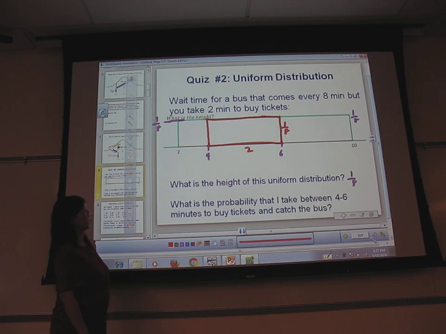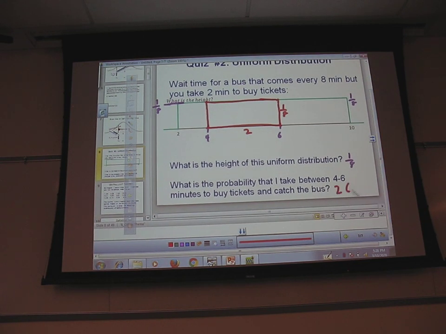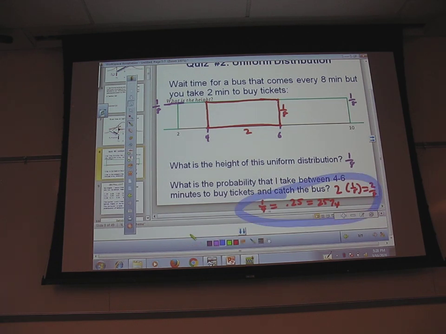2 minutes. Okay, great. So then my area, or my probability, will be 2 times 1/8, which is 2/8, or 25%. You can write any one of those, it doesn't matter. You can write 2/8, you can write 25%, you can write 1/4, I don't care. Any one of those is fine. Good? Okay. Do you guys need 30 seconds to check with your neighbors about this part?